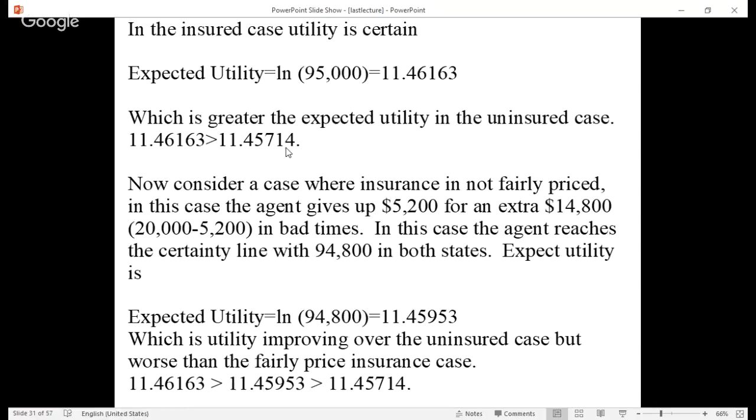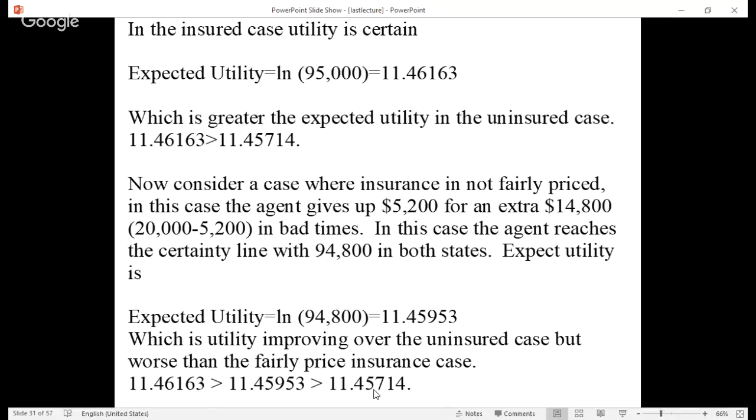So in this case, the natural log of 94,800 is just 11.45953, which we see is right in between the other two cases. It's less than having fair insurance, but it's still more than the uninsured case. So at that price, at $200 above fair insurance, I still buy insurance.